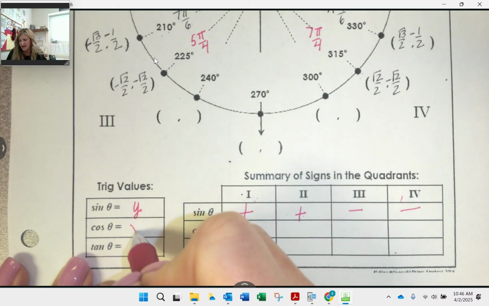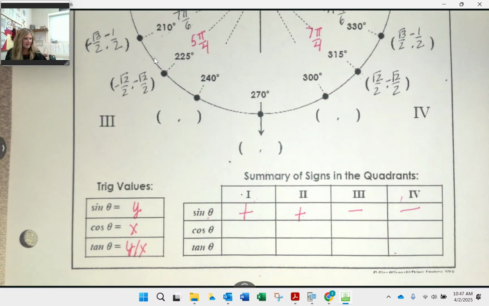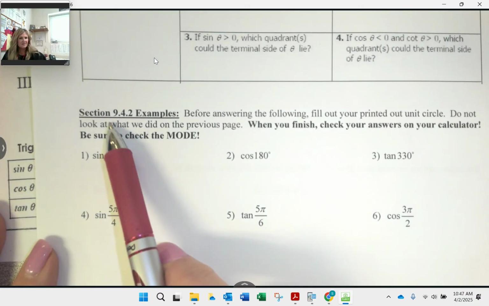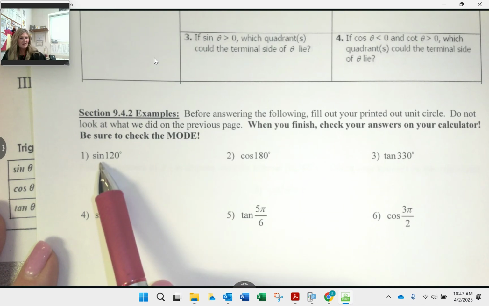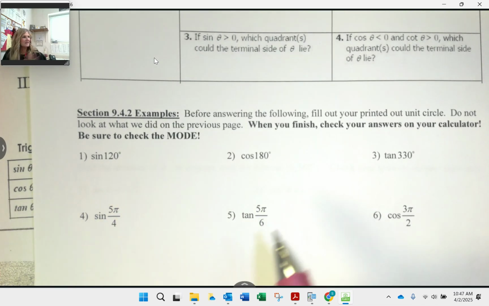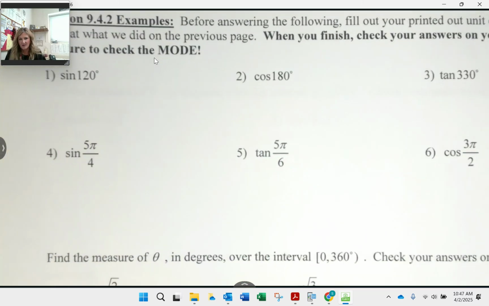Remember, sine is y, cosine's x, tangent's y over x. And you can fill that in later too. But here's what I want us to get to. Examples, 9.4.2. How do we use this now? The sine of 120 degrees. This is how you did it last night, guys, how you figured this out.